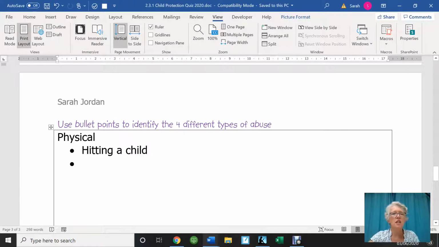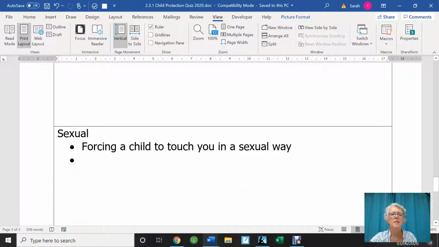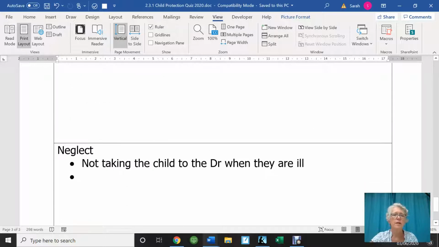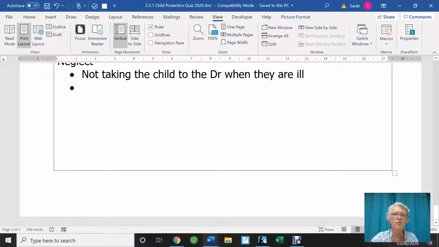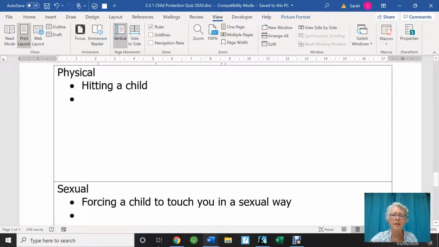I've started each section for you. So we've got physical abuse. I've given you hitting a child. Please can you put in some more bullet points? Shall we say 5 in each section? Sexual, emotional and neglect. So in each section, you're going to make it up to a total of at least 5 bullet points. That's all there is to that worksheet, just these 4 boxes here.